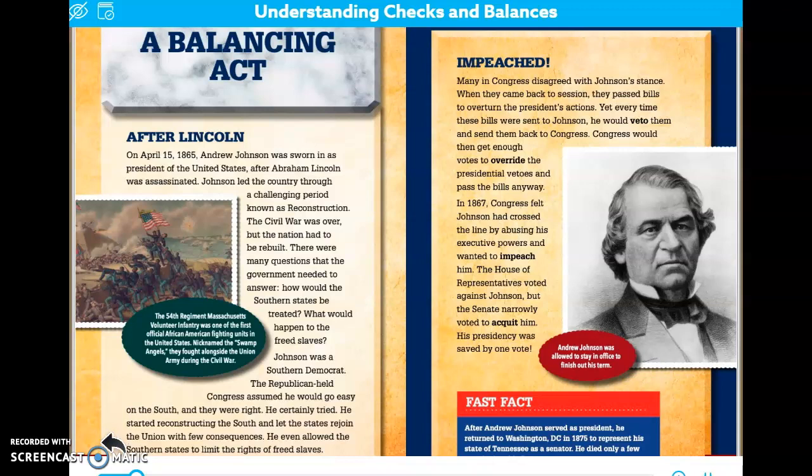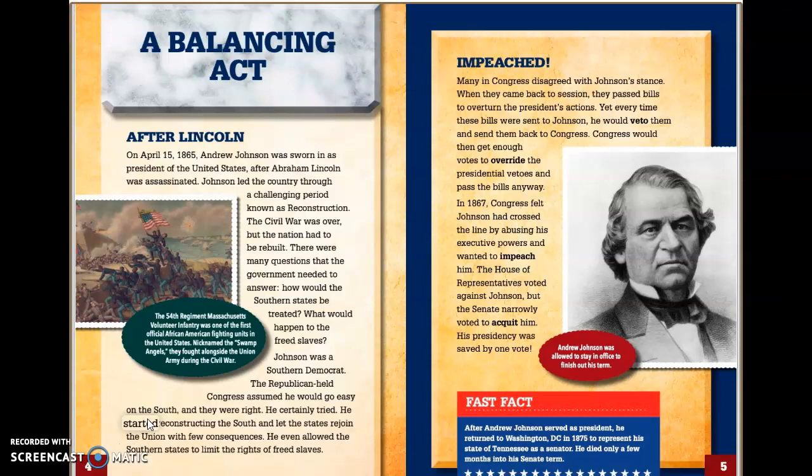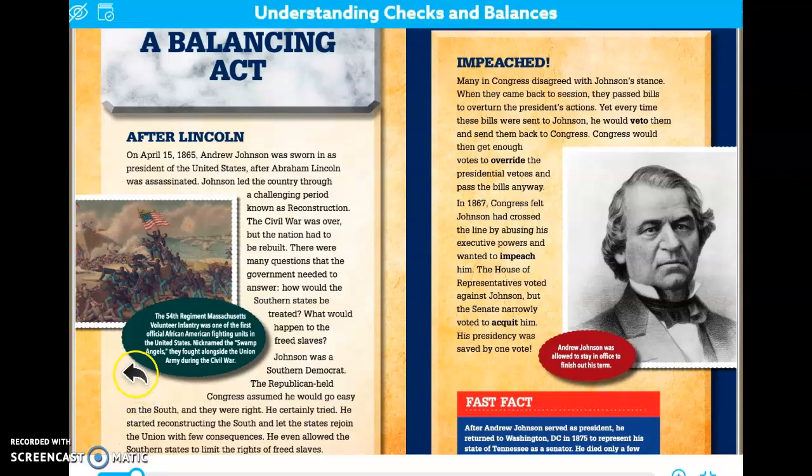Page 4 and 5, Understanding Checks and Balances. A Balancing Act. After Lincoln, on April 15, 1865, Andrew Johnson was sworn in as President of the United States.